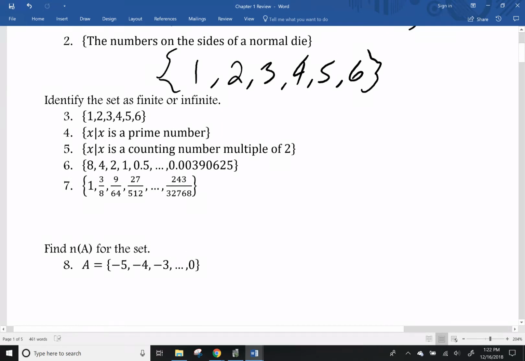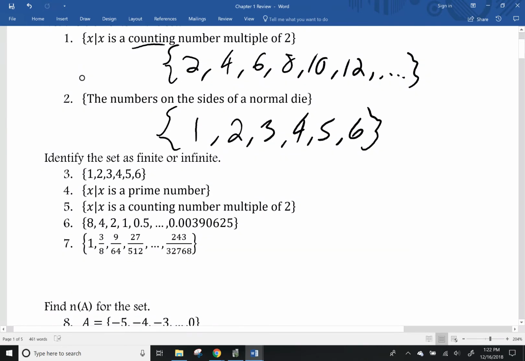Identify the set as finite or infinite. Finite means that there's a specific number of elements there that you can physically count up to. Infinite means it would go on forever. So example 1 that I did previously is an infinite set because it goes on forever. You can see the ellipsis continues on, never ending. So that would be infinite.